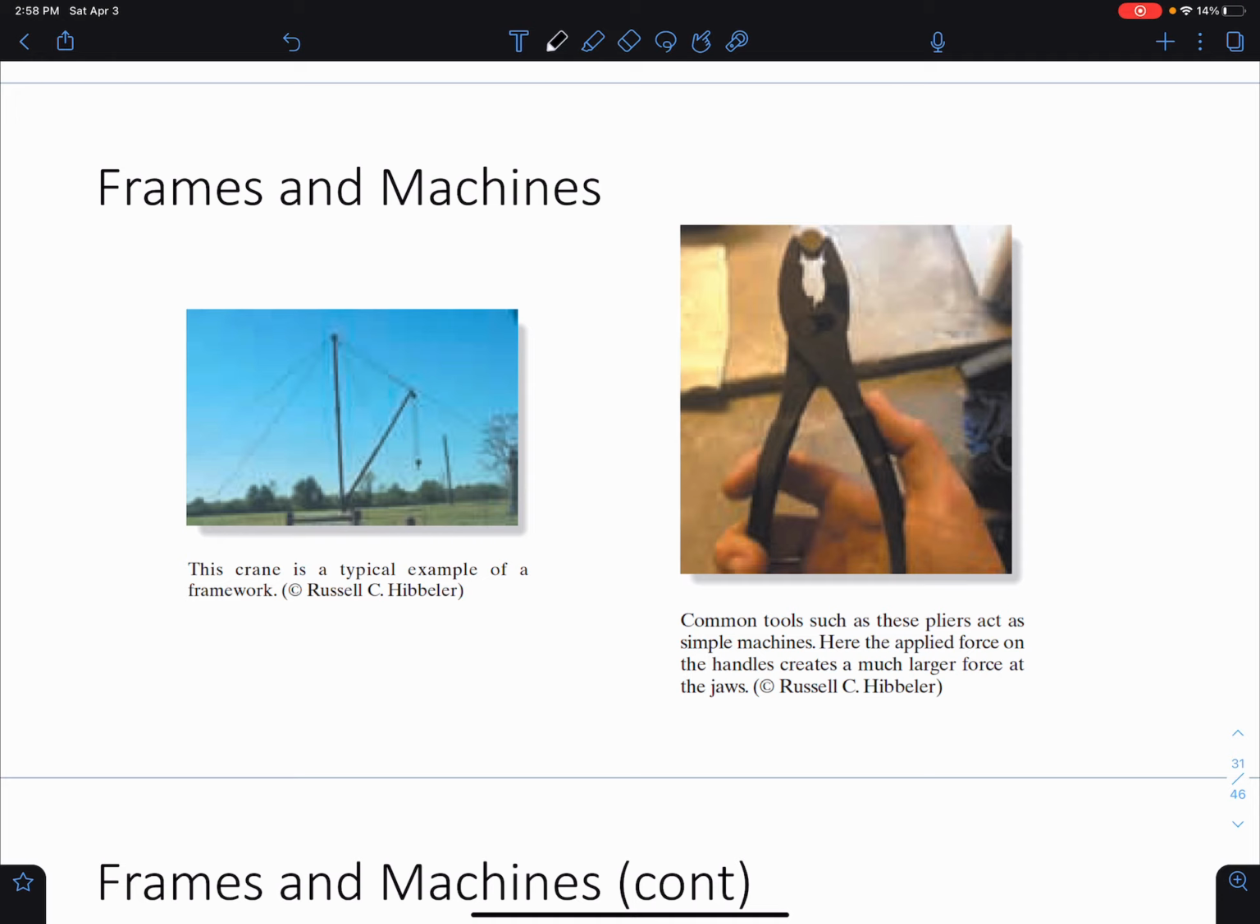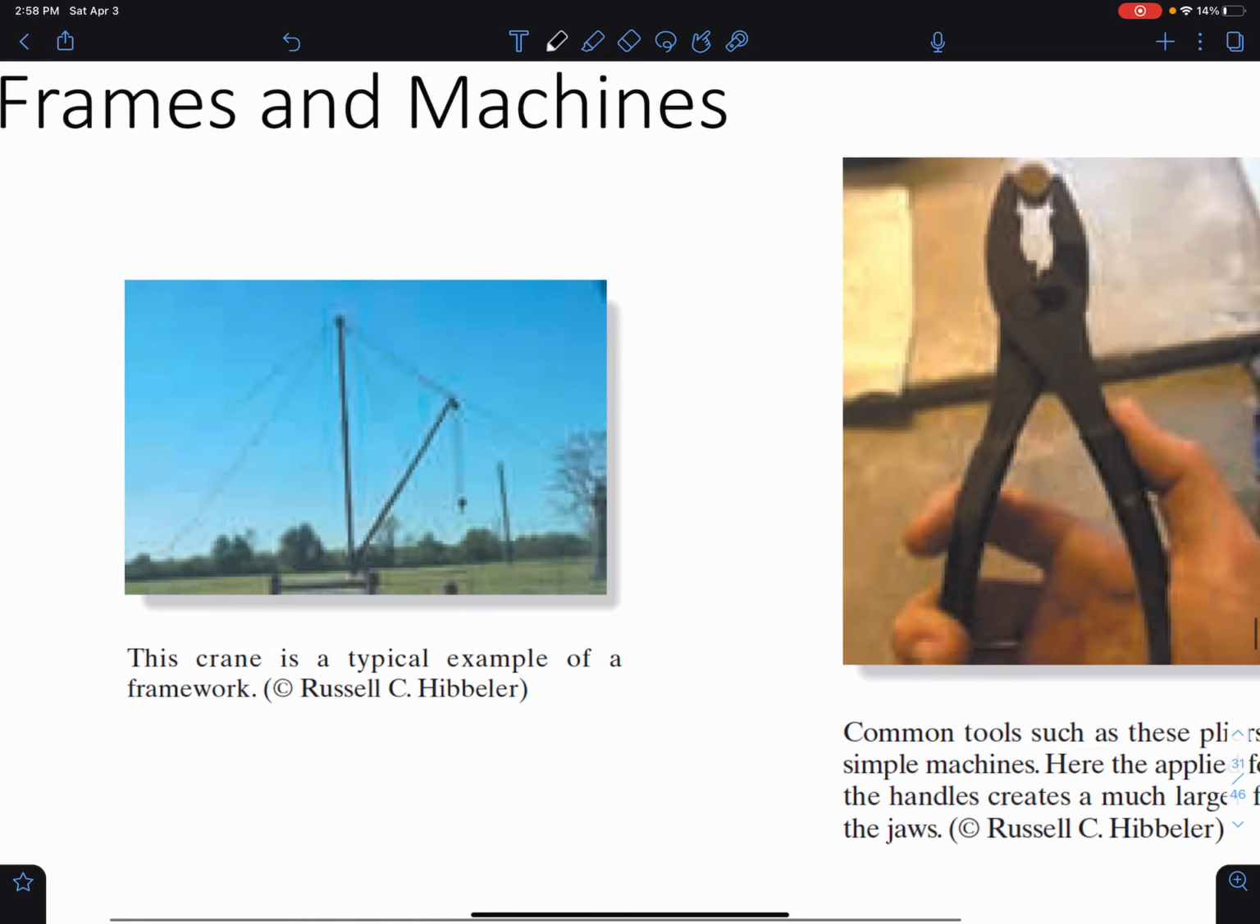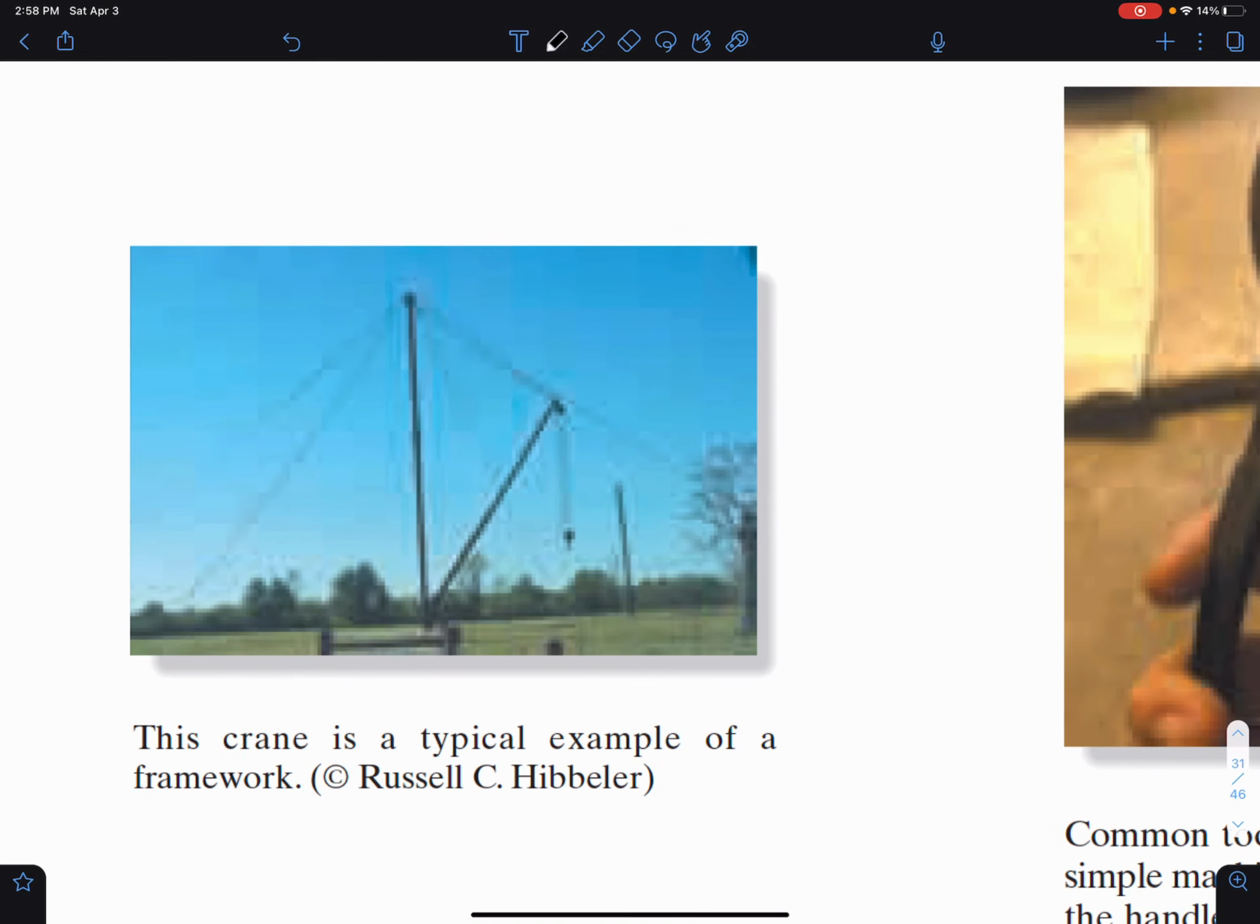So we're gonna go over a couple of these when we're going through our in-class examples, but here we have a crane that's shown in a real world application, and this is a typical example of a framework. So this would be a frame, and you can see this is obviously a 3D system because this exists in the real world. We can analyze frames as 2D systems or as 3D systems.